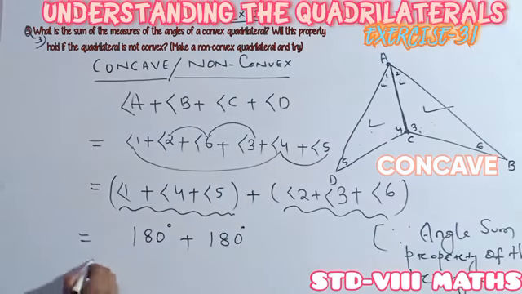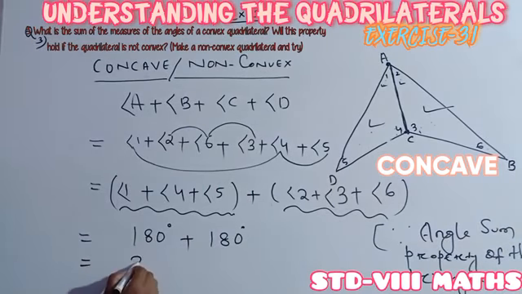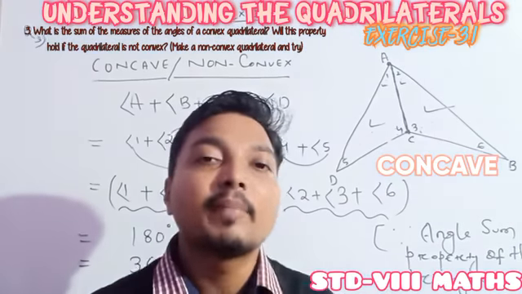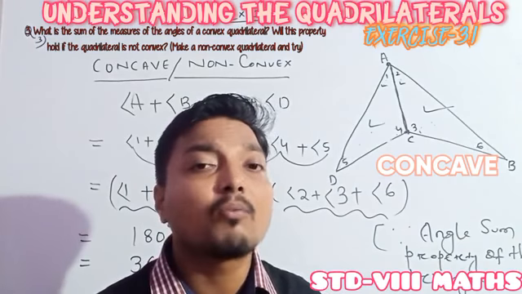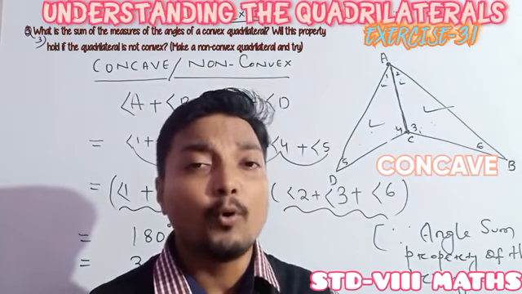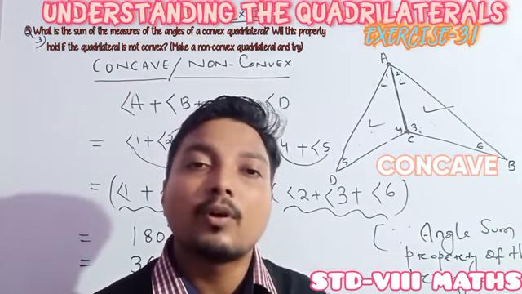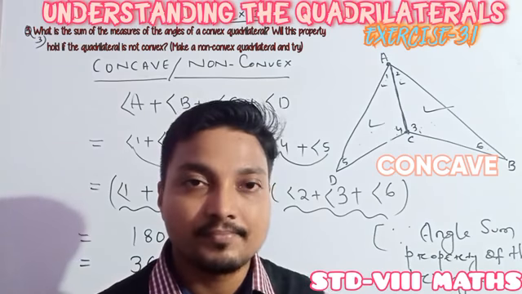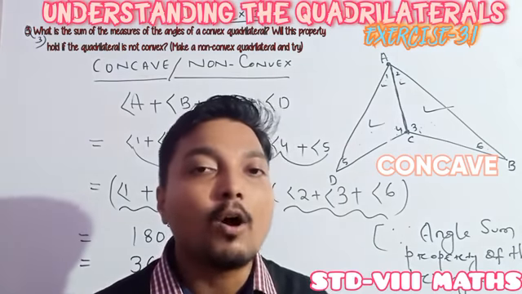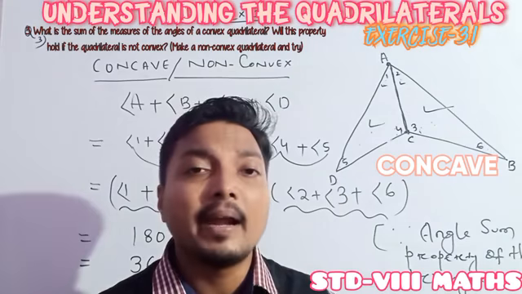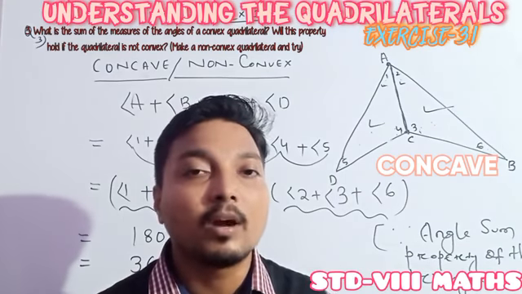Okay, so here it is 180 degrees plus 180 degrees, which is equal to 360 degrees. So it means that in both cases, whether it is a convex quadrilateral or non-convex, meaning a concave quadrilateral, we got the sum of the measures of the angles. It may be convex, otherwise concave, always it will be 360 degrees. And here we got the angle sum by taking the help of the angle sum property of a triangle.